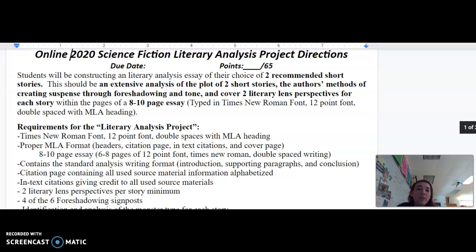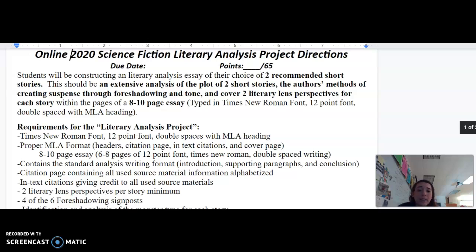So the requirements for this project are obviously that they are typed in Times New Roman font, 12-point font, double-spaced with MLA heading. That it has a proper MLA format, which I will have an example of, with a header, citation page, in-text citations, and cover page, which I will show in my example. That means that this is an 8 to 10 page essay, which includes your cover page and citation page, which means that it would be 6 to 8 pages of 12-point font Times New Roman double-spaced writing.